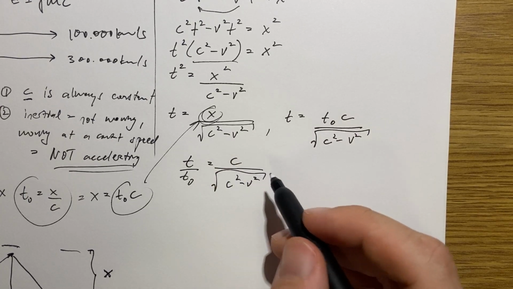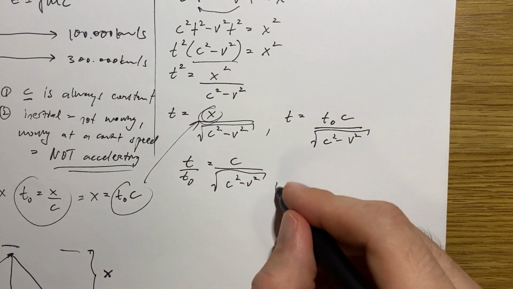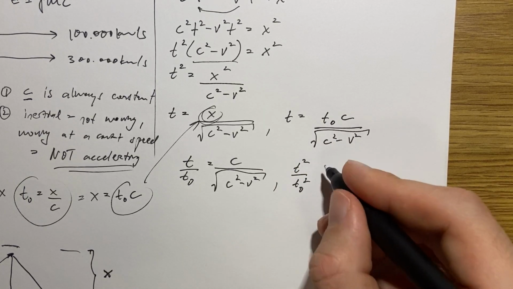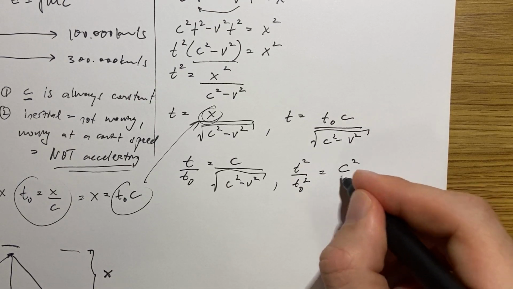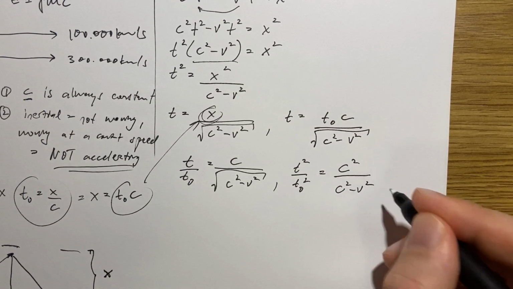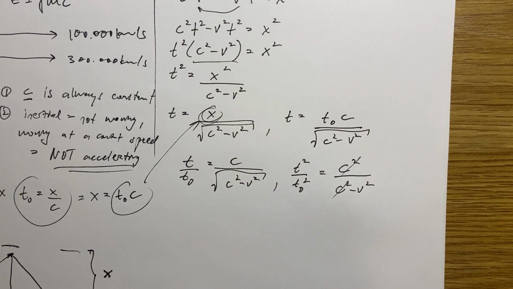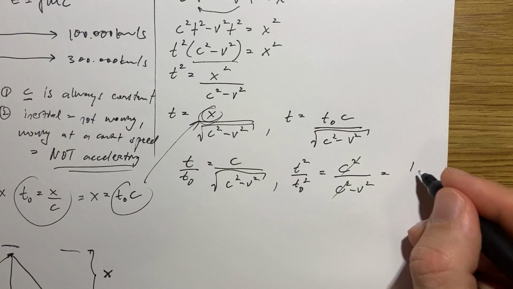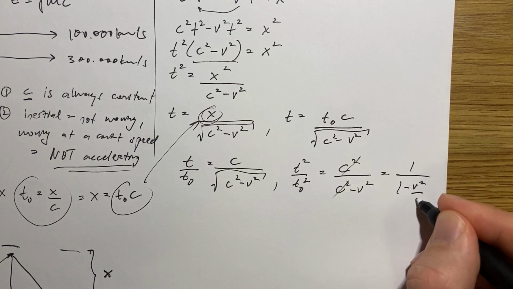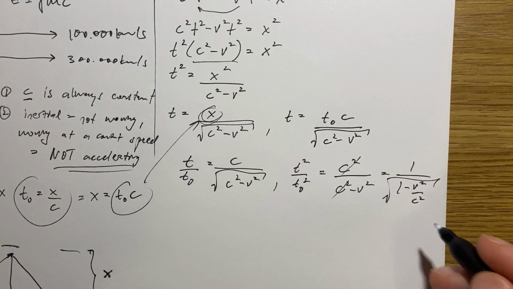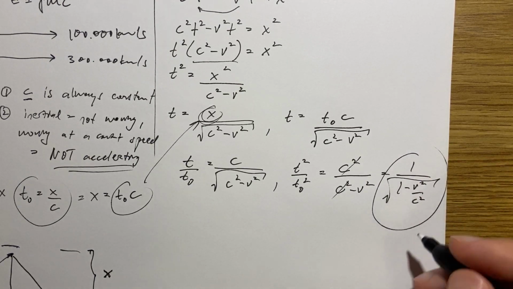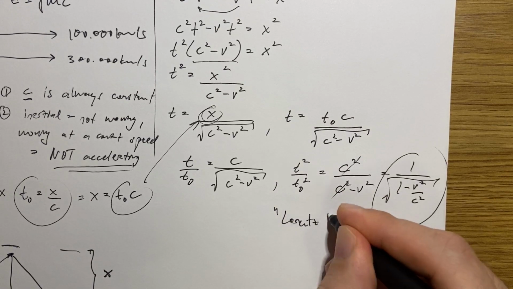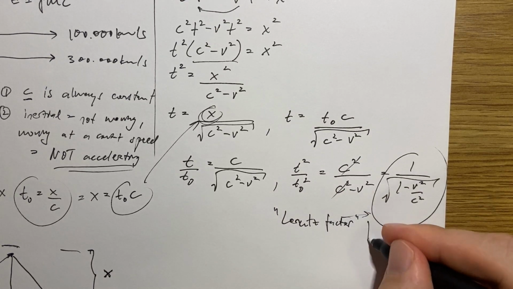Can we simplify this a bit further? Yeah, let's square both sides again. T squared divided by t naught squared equals c squared divided by c squared minus v squared. Let's divide both numerator and denominator by c squared, and this will give us 1 over 1 minus v squared over c squared, and the root of that. This factor is called the Lorentz factor, or short gamma.